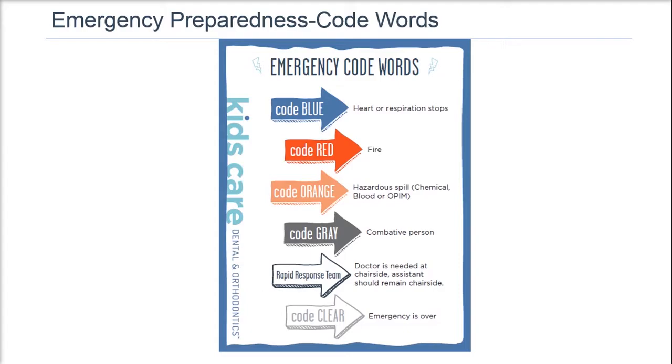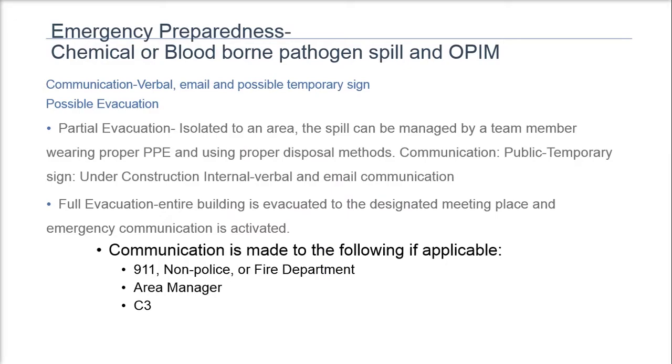Chemical or bloodborne pathogen spill. This could be communicated either verbally, via email, or maybe there's a sign that's posted. Some of these types of spills require possible evacuations. Maybe it's a partial evacuation specific to an area, such as maybe an operatory was having an issue. We needed to note that we couldn't use that operatory, or put a sign there indicating maybe it's under construction. Or maybe there's a full evacuation that's required because there's a specific gas leak.